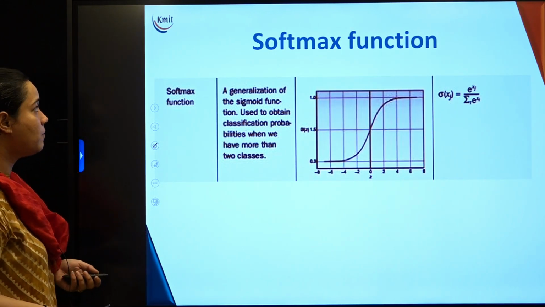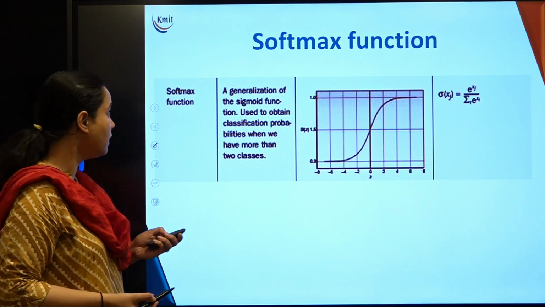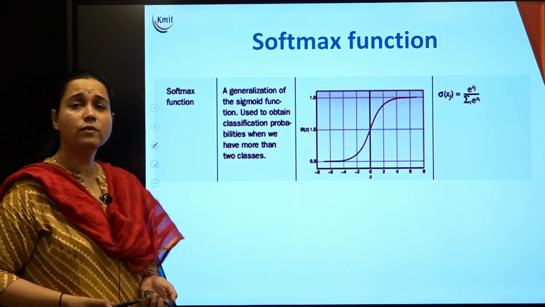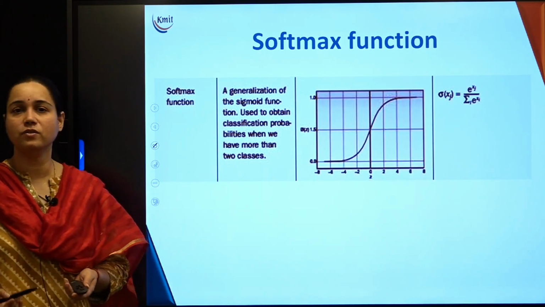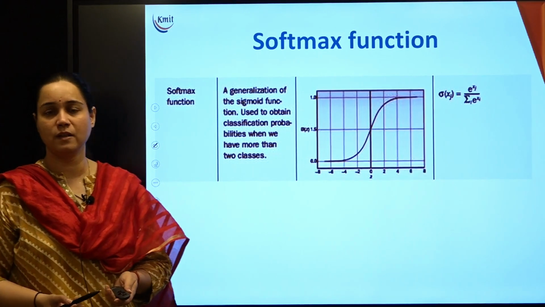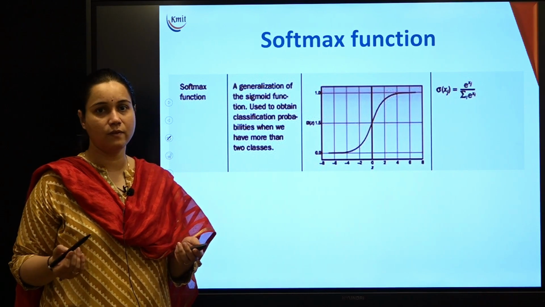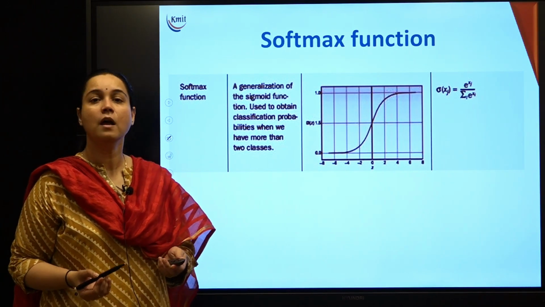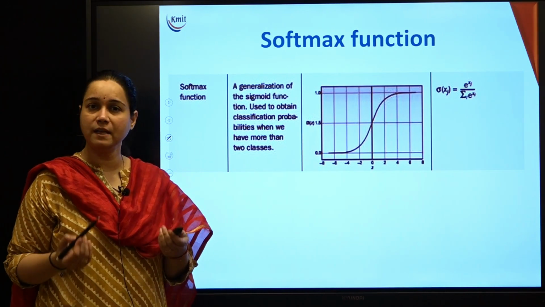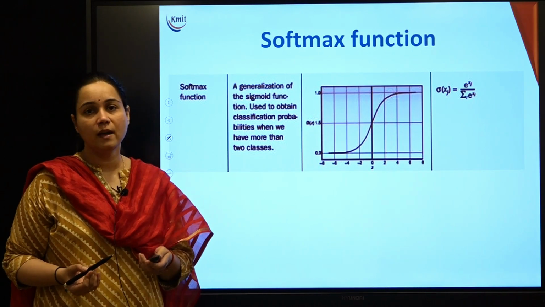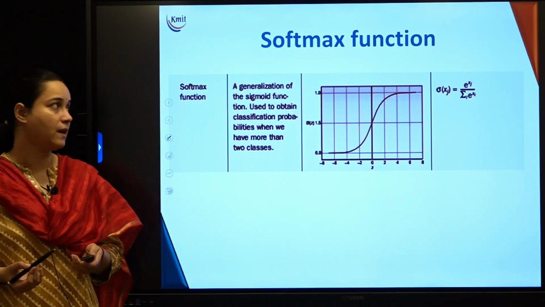Now the next type of function is the softmax function. I told you the step function or sigmoid function are specifically used for binary classification, that means when you have a classification of only two classes, whether 1 or 0. Now what about when you have a multi-class classification? In that case, you are supposed to use a softmax function.